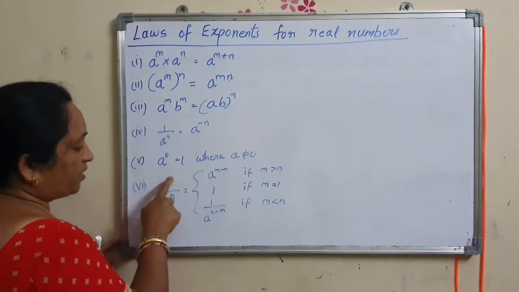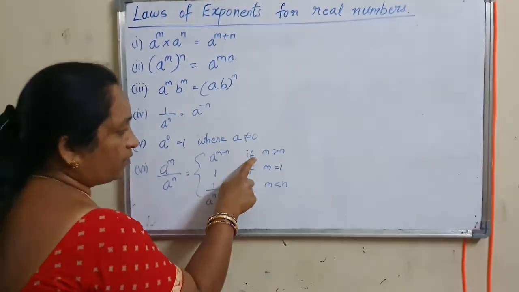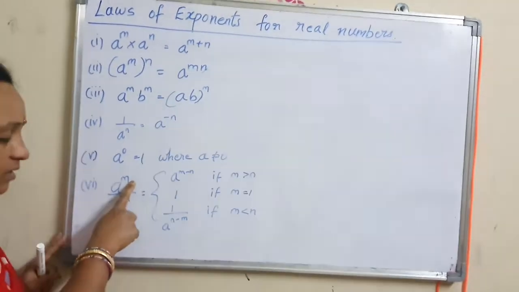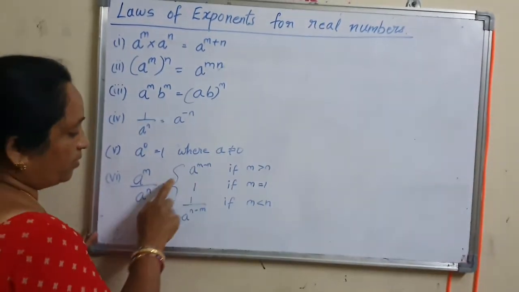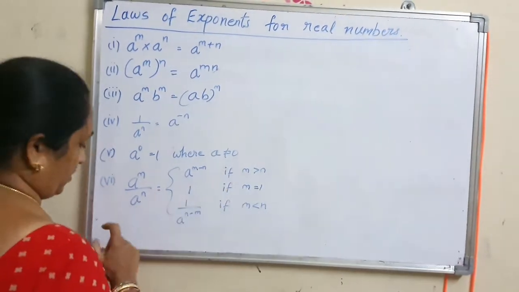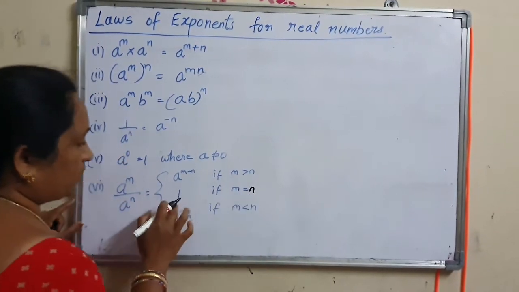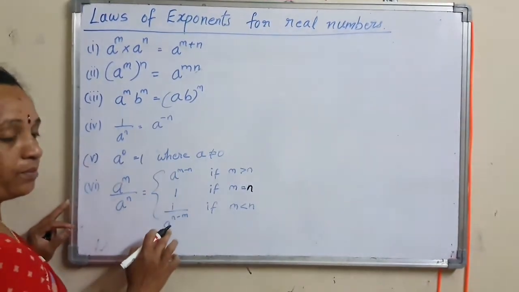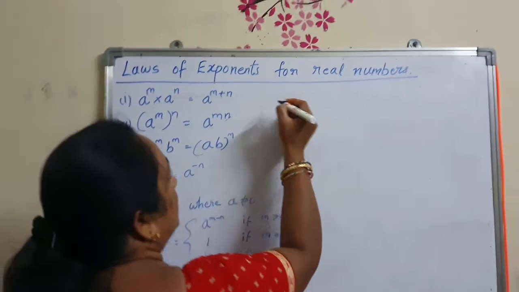And a power m by a power n is equal to a power m minus n if m is greater than n. That means the exponent of the numerator is greater than the exponent of the denominator, then this is the formula. And if m is equal to n, then it is equal to 1. If m is less than n, then it is 1 by a power n minus m. Let us see a few examples regarding these problems.